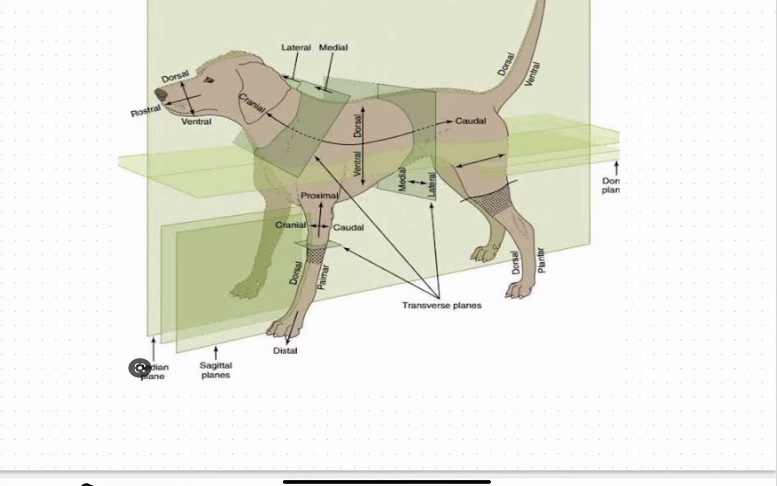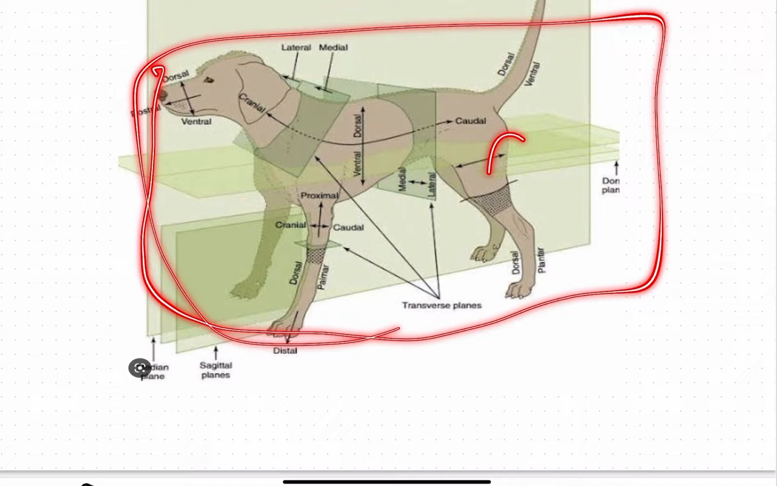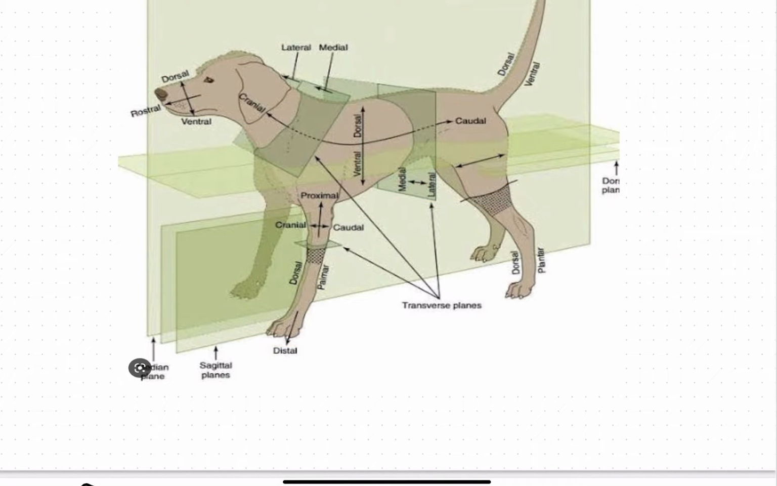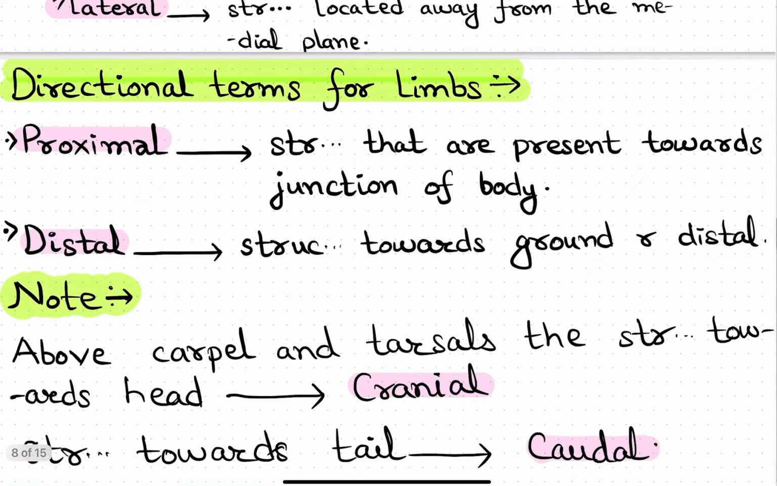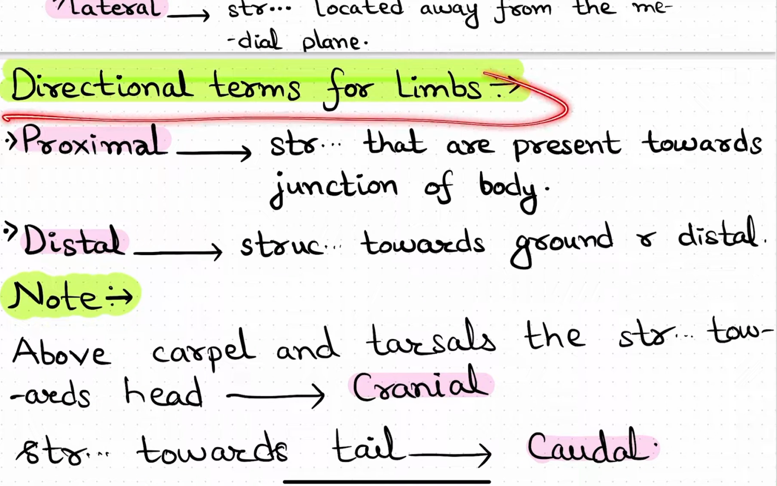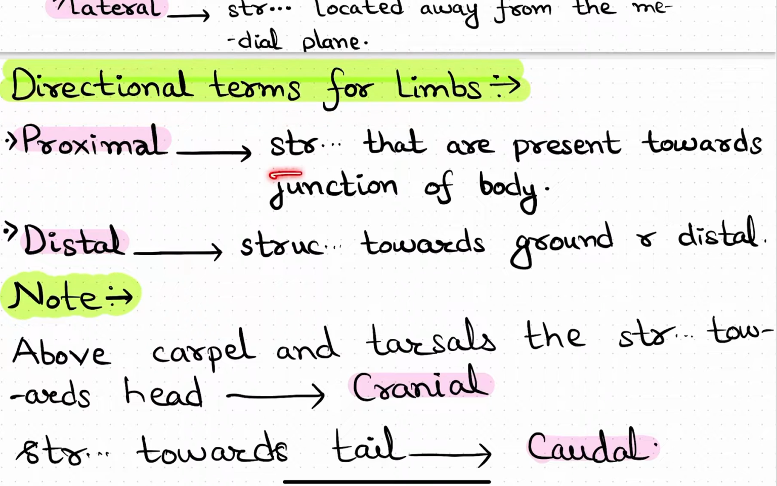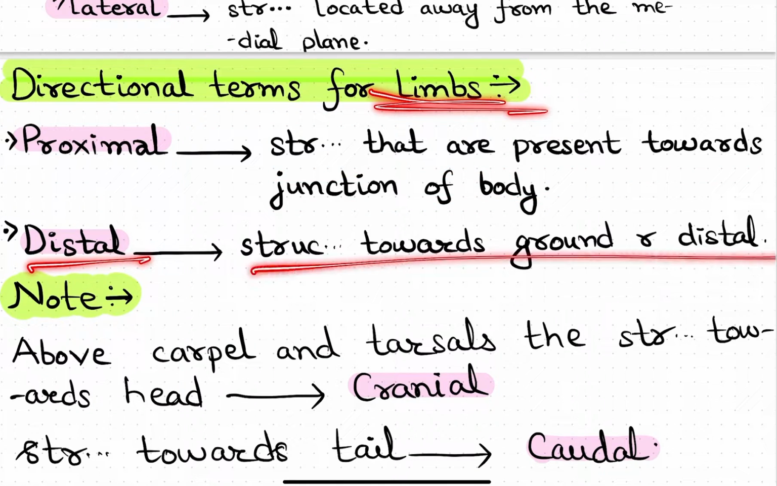Now structures which are close to this median plane are known as medial, and the structures which are away from it are known as lateral. Okay, now directional terms for limbs. We have the proximal term, for structures present towards the junction of the body; it is only for limbs. Distal, structures towards the ground.